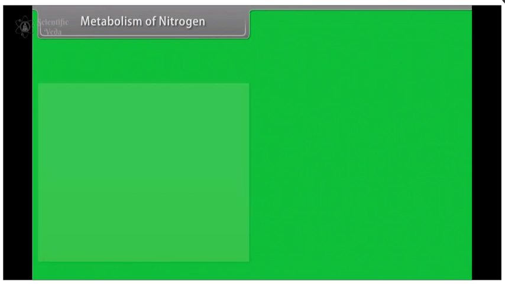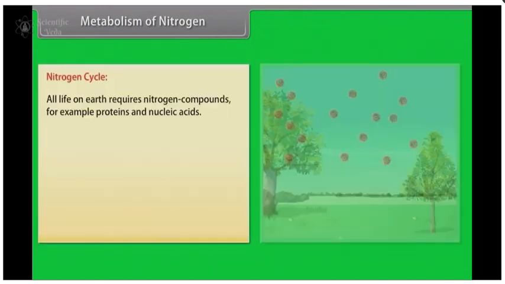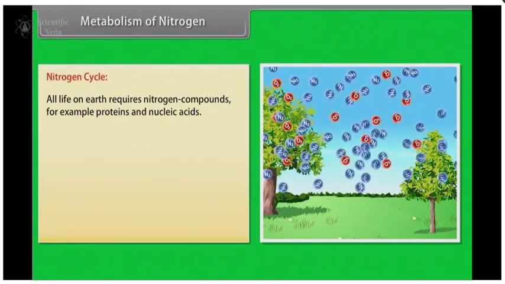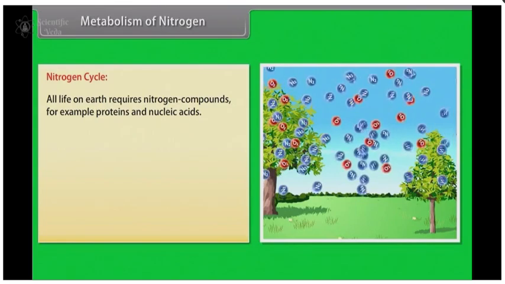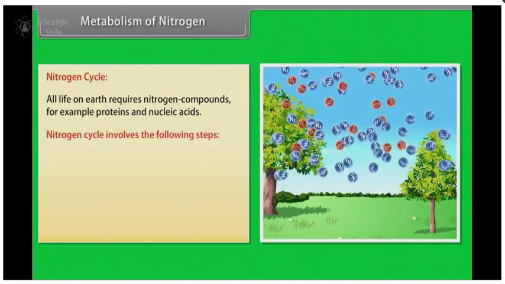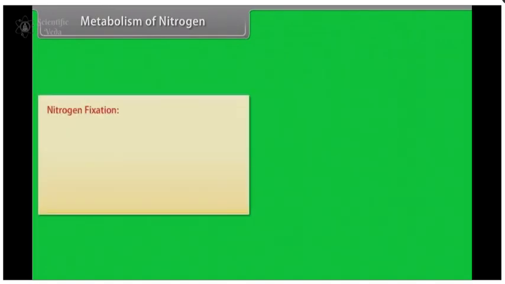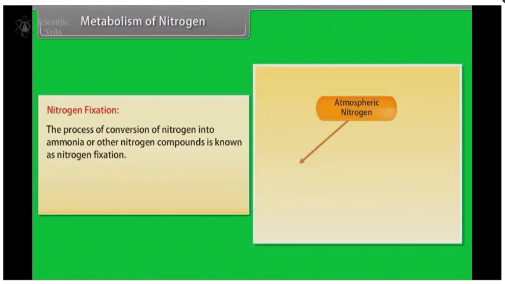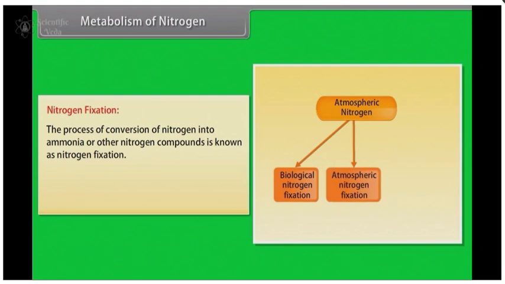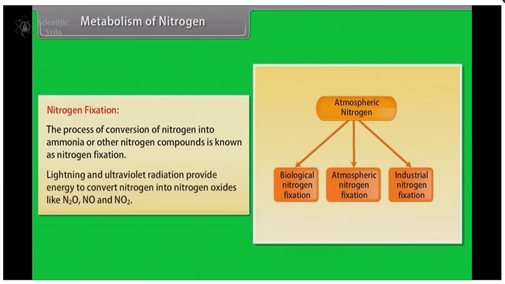Metabolism of nitrogen. Nitrogen cycle. All life on Earth requires nitrogen compounds, for example, proteins and nucleic acids. The nitrogen cycle involves the following steps: nitrogen fixation, ammonification, nitrification, denitrification. Nitrogen fixation. The process of conversion of nitrogen into ammonia or other nitrogen compounds is known as nitrogen fixation. Lightning and ultraviolet radiation provide energy to convert nitrogen into nitrogen oxides like N2O, NO and NO2.